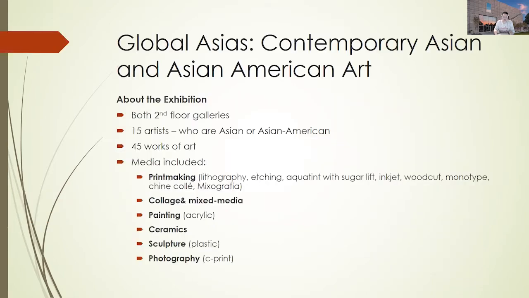So a little bit about the exhibition. It's going to be in both galleries on the second floor. There are 15 artists who are either Asian or Asian American, that's of Asian descent, but they claim America as their home. And then 45 works of art, give or take one or two. Sometimes they're grouped together as one, and other times in the materials they're separated, so just keep that in mind. And then lots of different media.